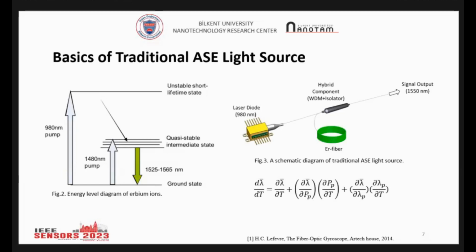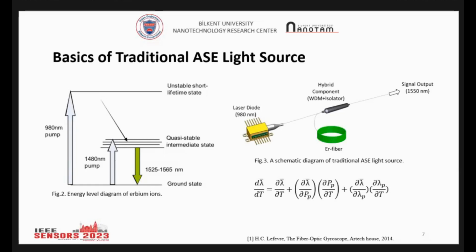On the left side, you can see the energy level diagram of the erbium fiber. The erbium fiber is so important for ASE light sources. When we check the energy level diagram of the erbium fiber, we see that when we stimulate the erbium ions with the 980 nanometer pump, the energy level of the erbium ions changes, going through the unstable short lifetime state.